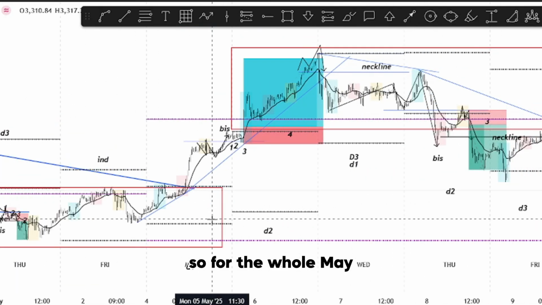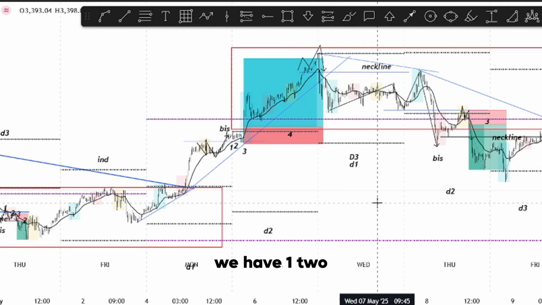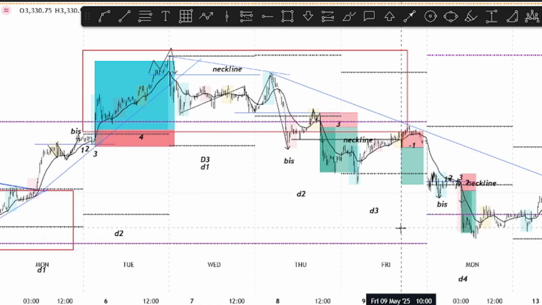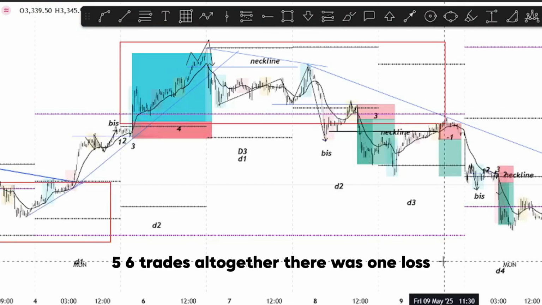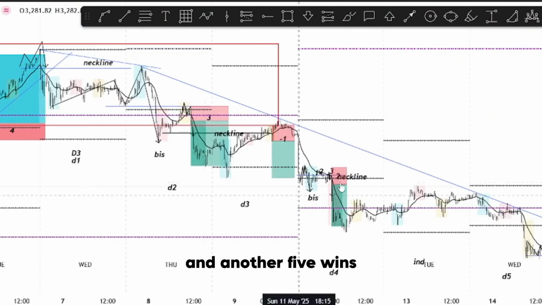So for the whole of May, we have 1, 2, 3, 4, 5, 6 trades altogether. There was 1 loss and another 5 wins.